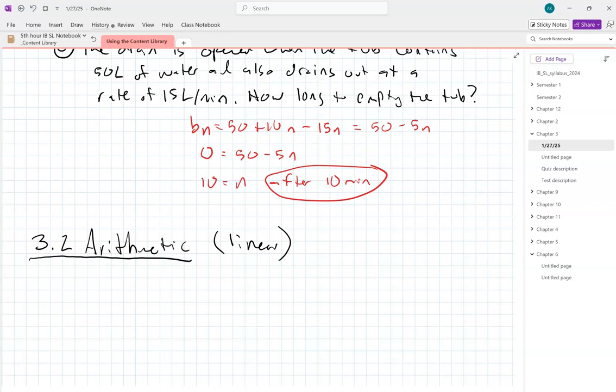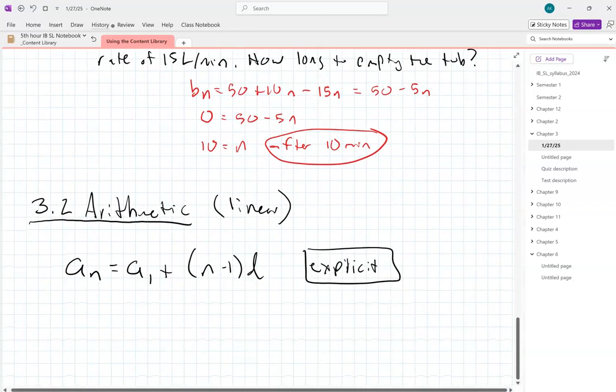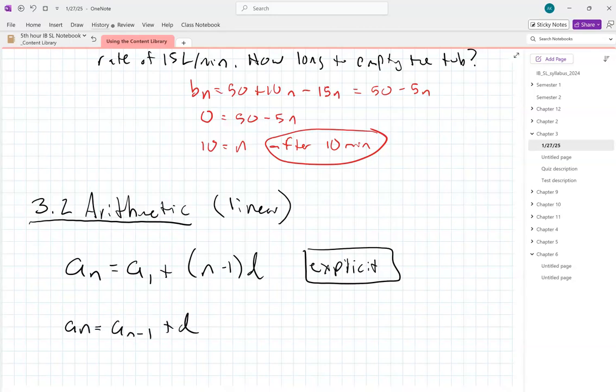So the way to describe an arithmetic sequence is, where did they write the formula in here? Oh, they hid it over here. Okay. I can describe it with the explicit formula this way, or I can describe it with a recursive formula this way.